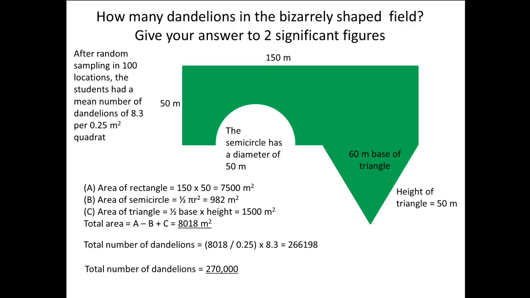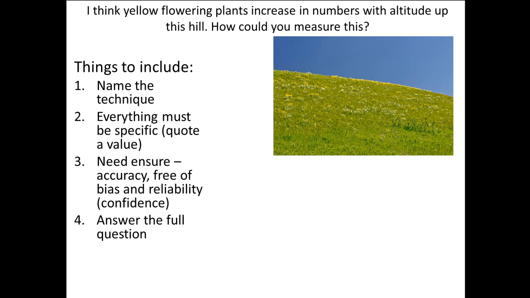I can get them the same age, but they're going to have genetic differences. One might just have woken up in a mood. Again, it's tricky. Anyway, well done if you got 270,000 there.